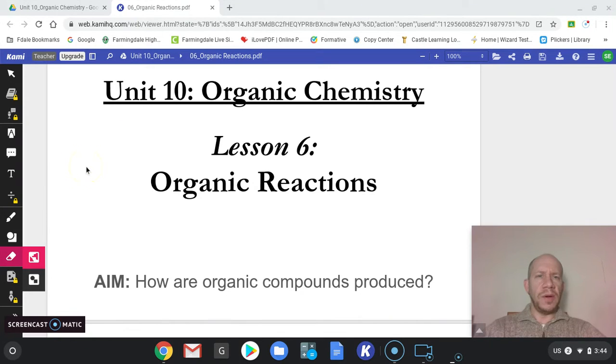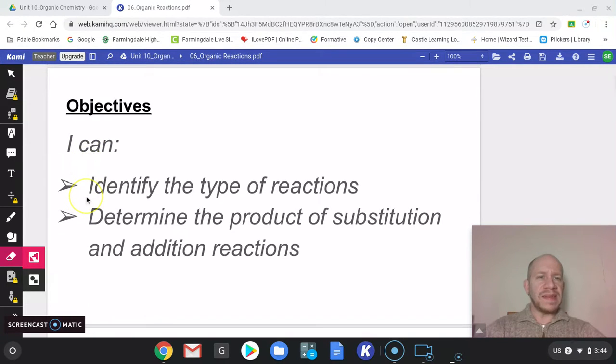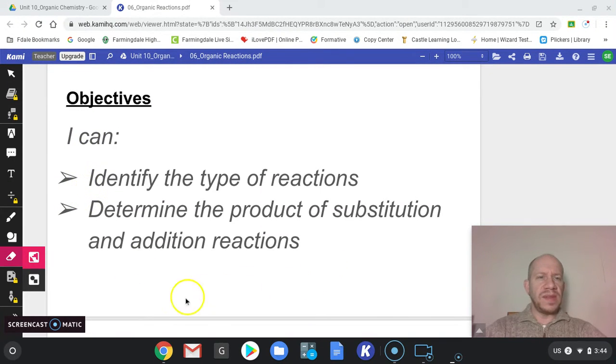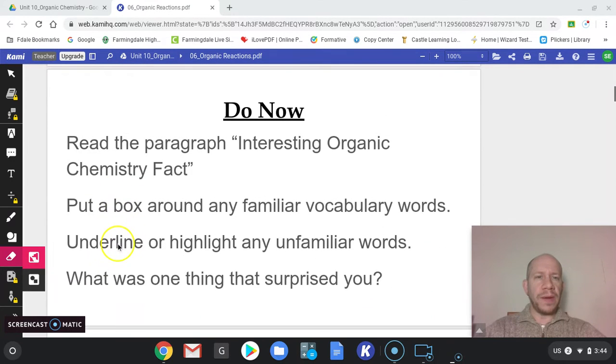This is Unit 10, Organic Chemistry, Lesson 6, Organic Reactions. How are organic compounds produced? The objectives of this lesson: I can identify the types of reactions, and I can determine the product of substitution and addition reactions. Do now.